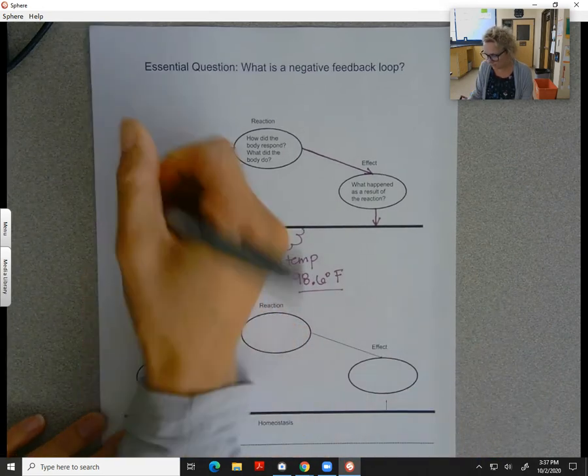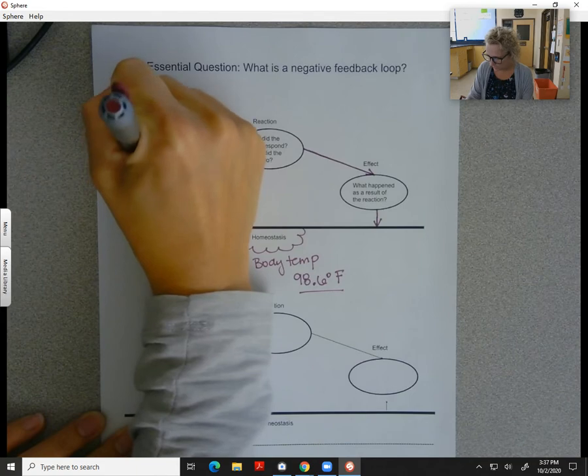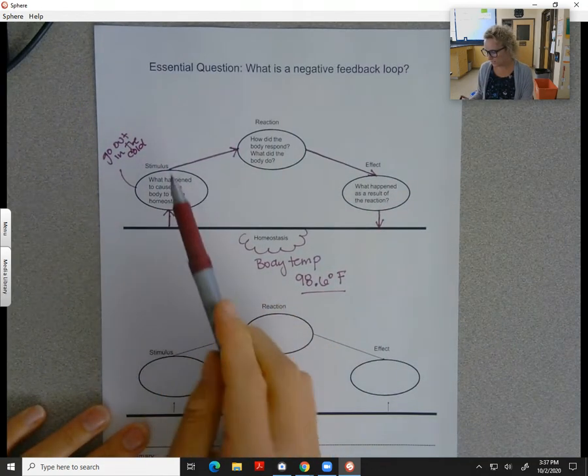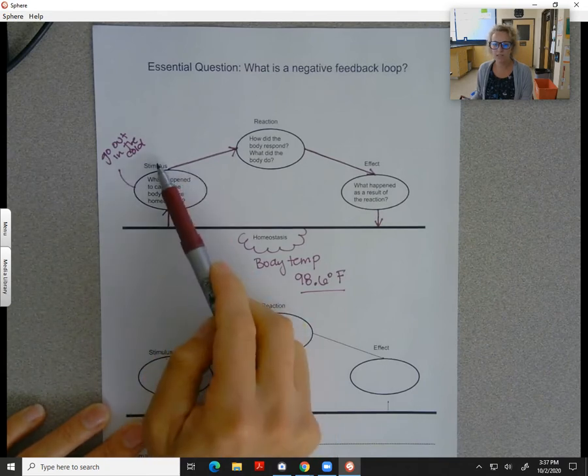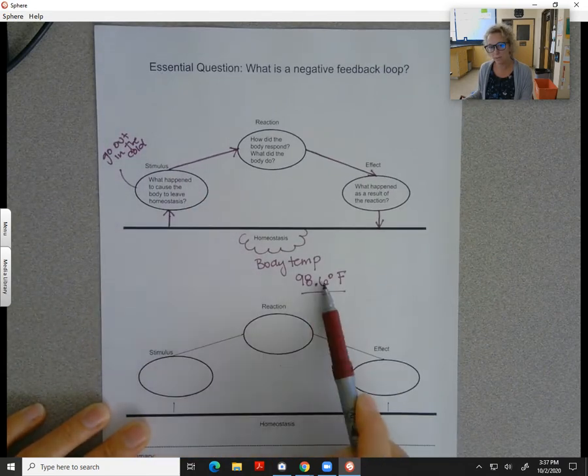So let's imagine we have a stimulus, as in we go outside on a cold day. So if we go outside on a cold day, that's going to take our body away from homeostasis. It's leaving that set point or balance.